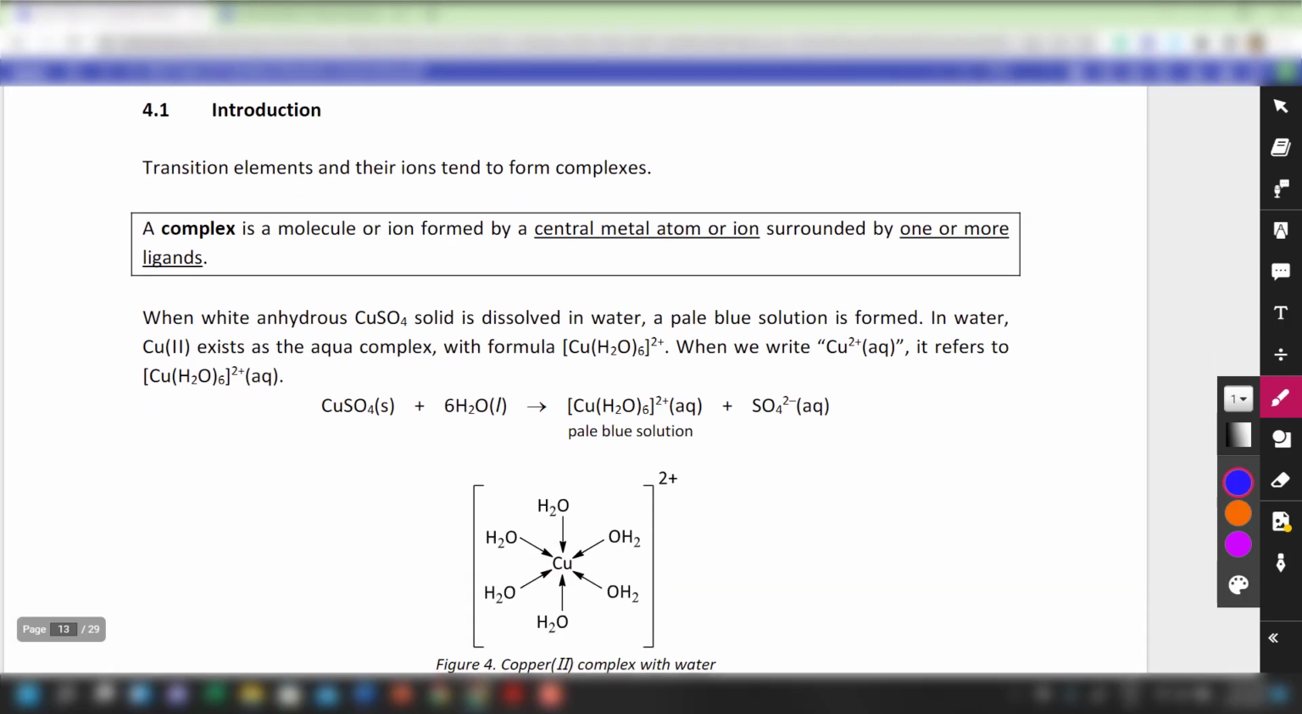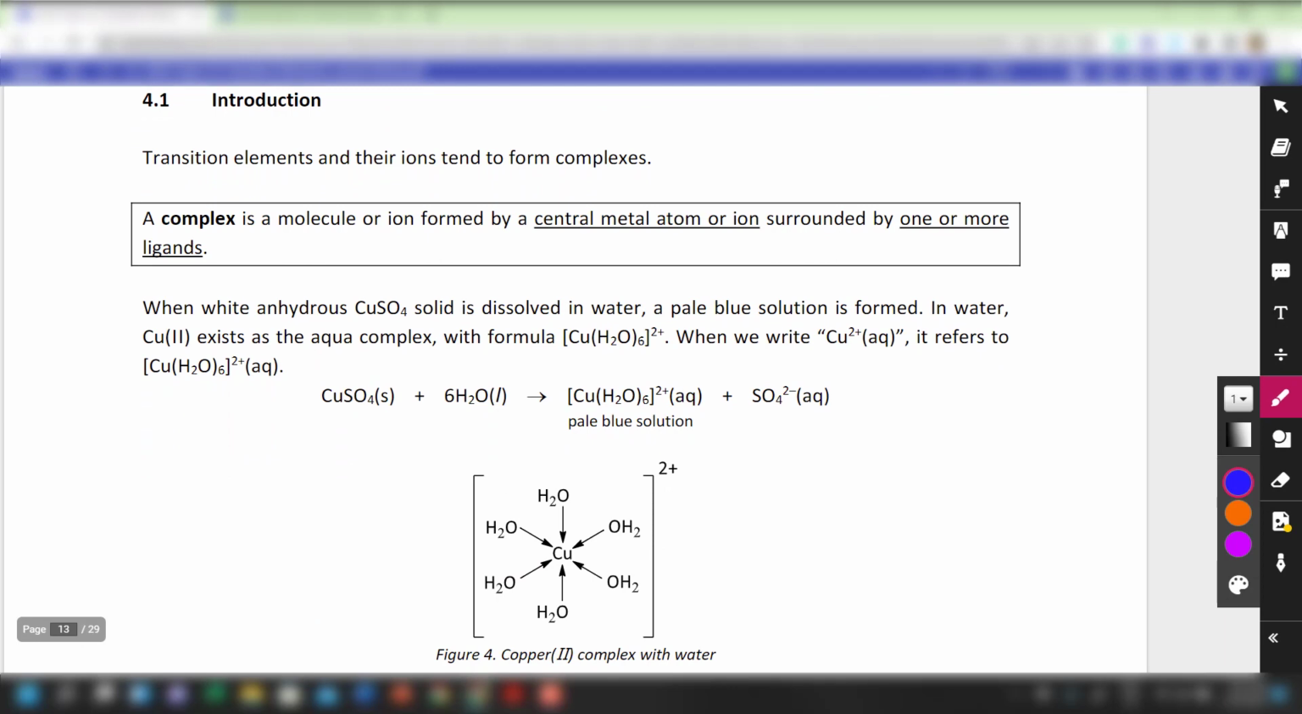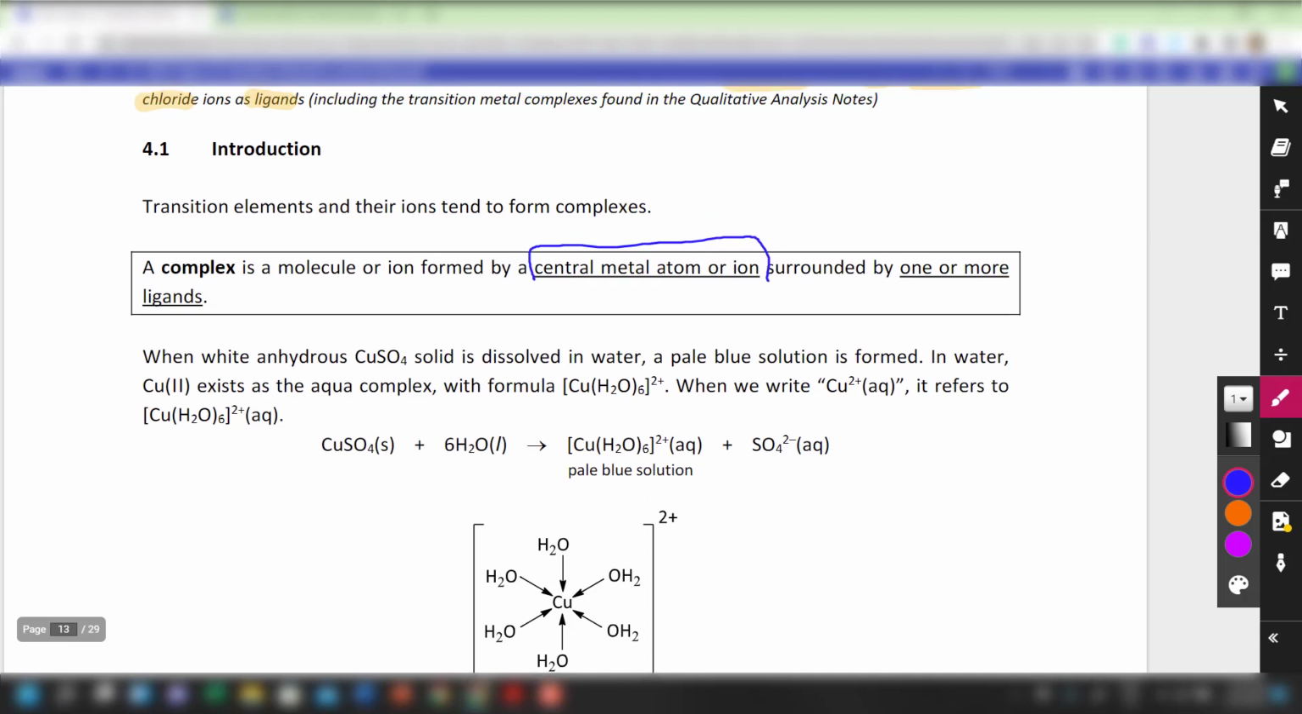Okay, so if we head straight to the definition, a complex is a molecule or ion formed by a central metal ion or atom surrounded by one or more ligands. I think earlier on I have already given you an example of a central atom with an oxidation state of 0, for example, the tetracarbonyl nickel 0 complex. This is the complex where the overall charge is 0.